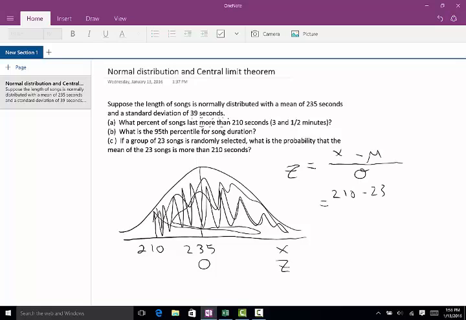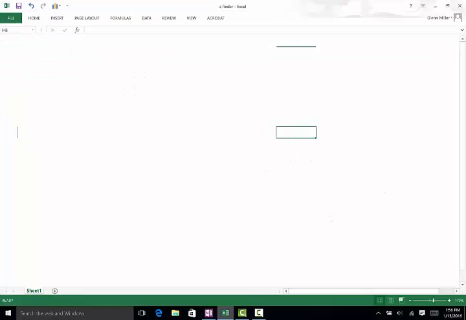210 minus 235 is going to be negative. Divide by the standard deviation of 39. Negative 25 over 39 is about negative 0.64. That is the z-score for this 210. Notice it's negative, to the left of 0. Okay, I did it in Excel. I didn't use that rounded number because I worked it out in Excel.